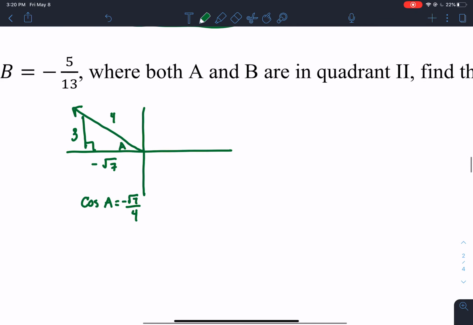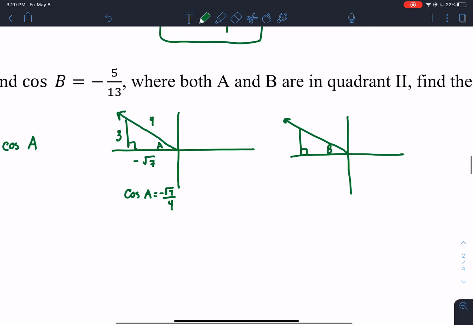And then you do the same thing for the next one. So for B, which is also in quadrant 2, all right, it says this is negative 5 over 13, okay? Now, if you do Pythagorean Theorem, you'll figure out that this side here is 12, all right? And it's positive 12 because it's in the second quadrant. So sine of B now is just going to be 12 over 13, okay? So we're going to need this, and we're going to need that.